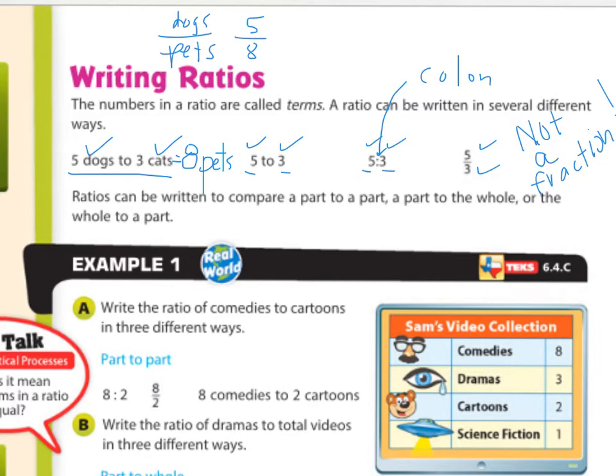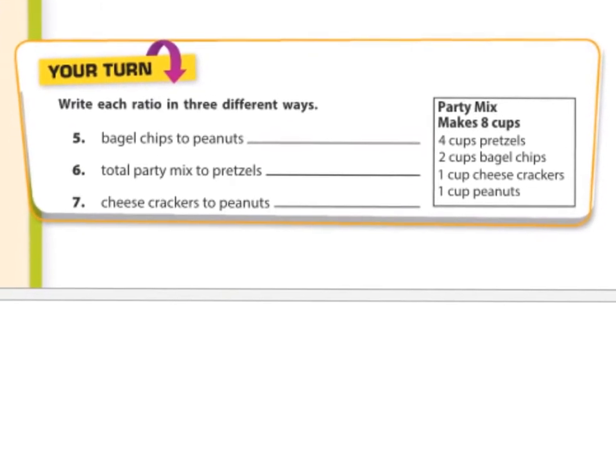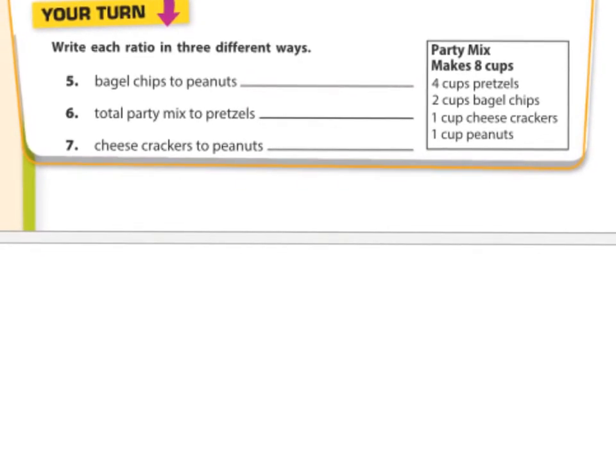Okay? Well, you don't have to write this down. This is just extra information I'm giving you because you're going to have to do this in a little bit. Okay, let's see what's down here. When you're writing the ratios, sometimes they'll tell you to write it in the 3 different ways.